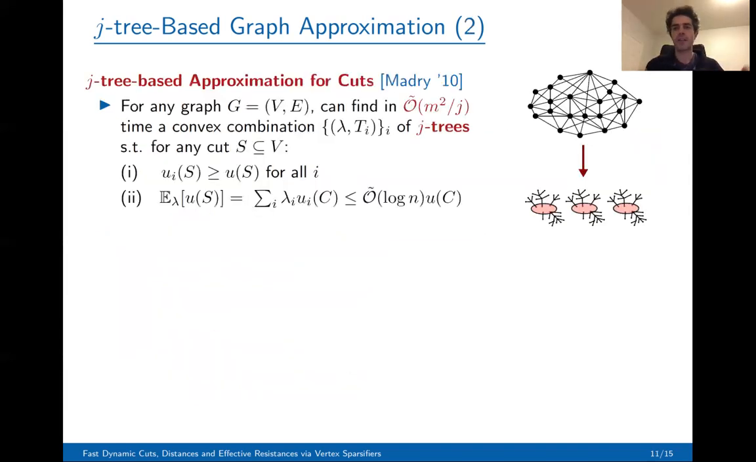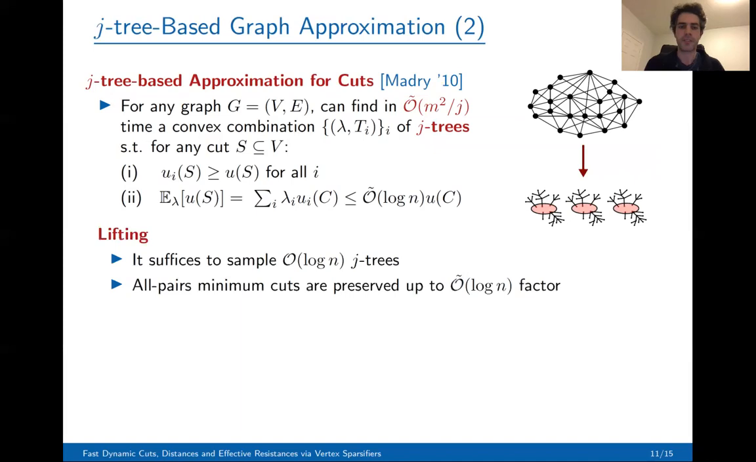Then Madry came up with a similar decomposition or convex combination of J trees, which is very similar to what Racke had. But then he showed that I can obtain a trade-off in the running time. His running time reduces with J, and is m squared over J. And I can get a convex combination of J trees now, and not trees anymore, such that cuts are preserved in expectation up to a logarithmic factor.